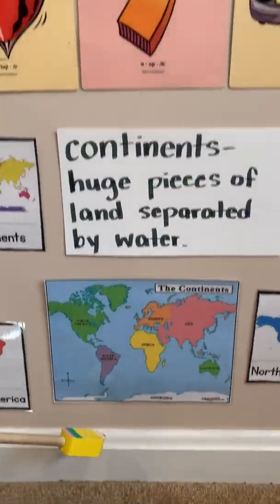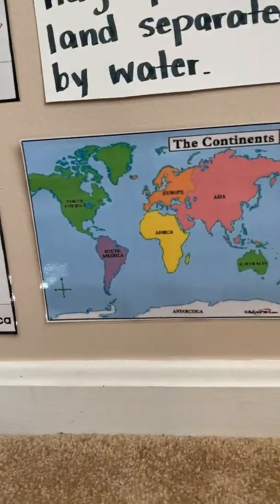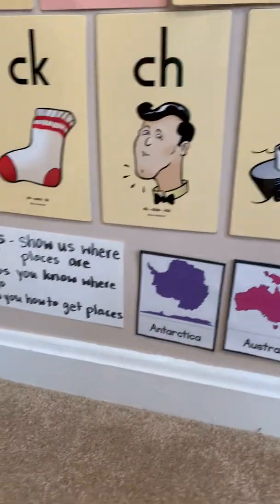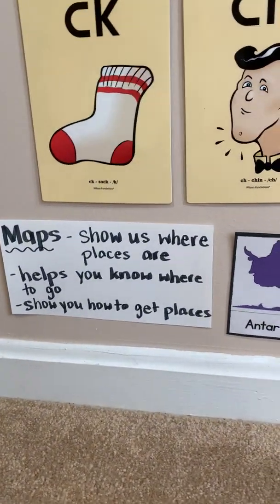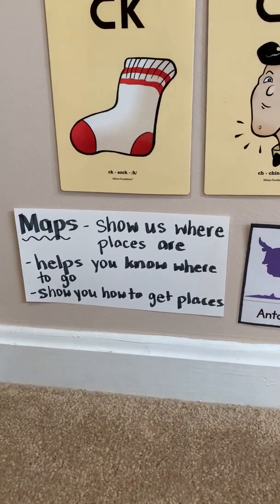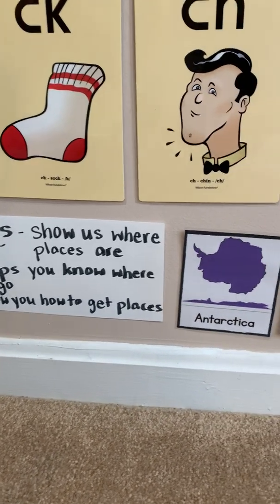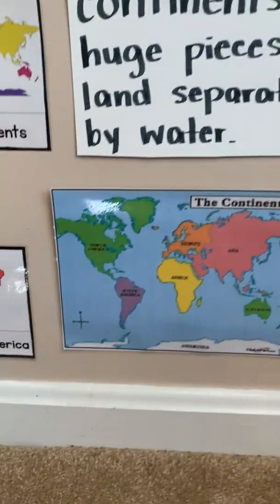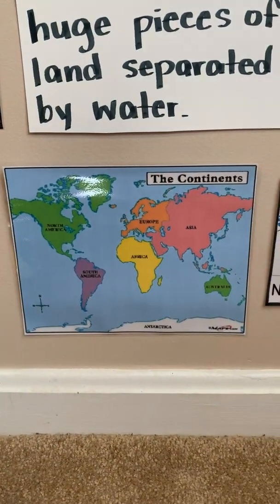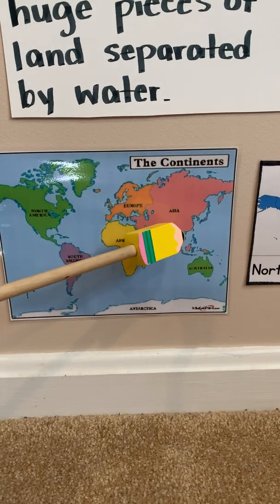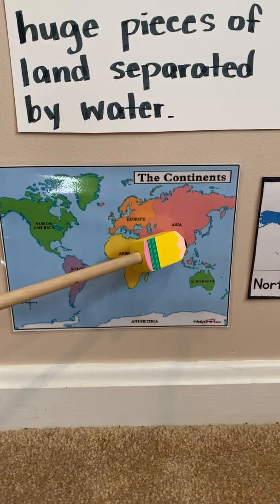And here is a map of our world, friends. What's a map again? Remember, maps, they show us where places are. They help you know where to go, and they show you how to get places. We can look back at the map again and be reminded that maps show us where places are. Well, where is Europe? Right here. Where is Asia? Right here.